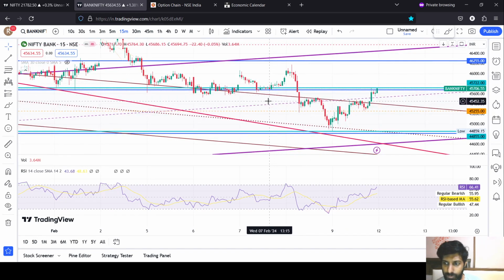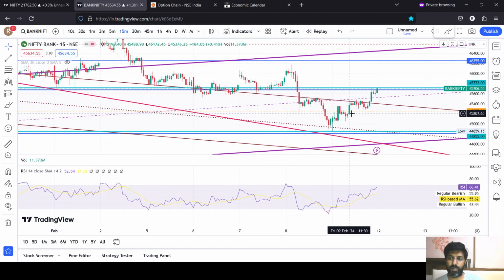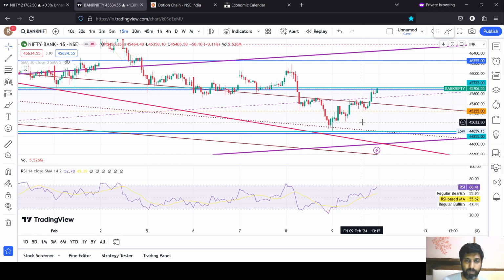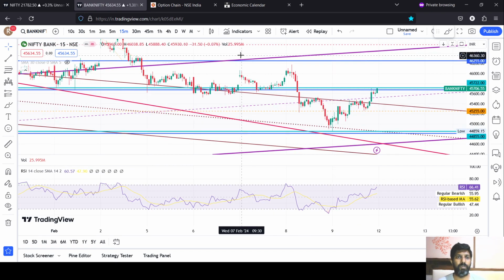On the downside, 44,855 is the level to watch out for. If Bank Nifty falls below this and sustains below 44,855, then we may see levels of 44,500 as well as 44,055 in this coming week.